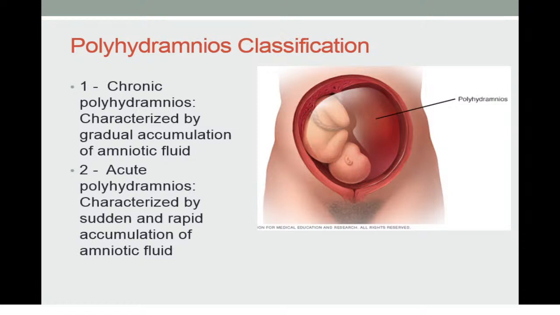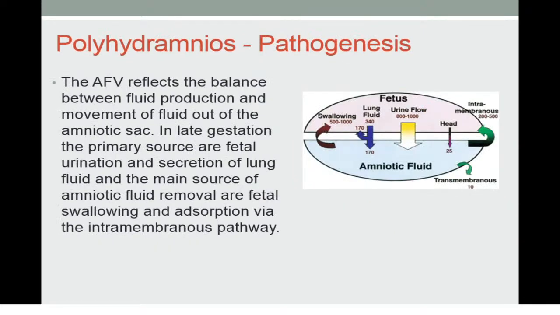Classification of polyhydramnios is still useful. It may be chronic polyhydramnios, characterized by a gradual accumulation of amniotic fluid throughout some period of time, it may be throughout pregnancy. Or acute polyhydramnios, characterized by sudden and rapid accumulation of amniotic fluid leading to more severe complications.